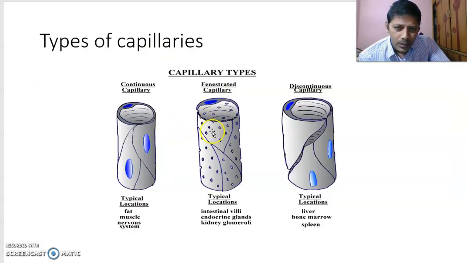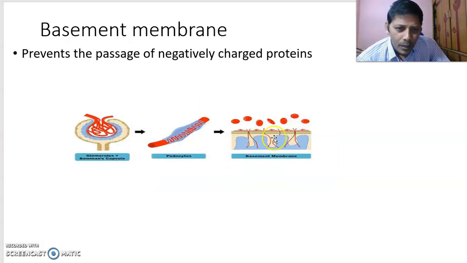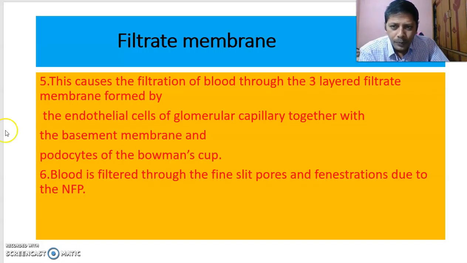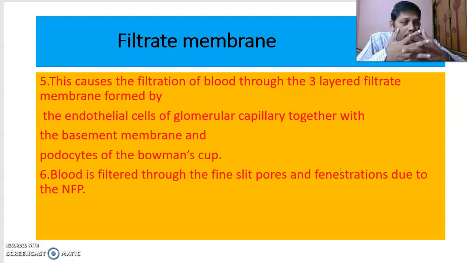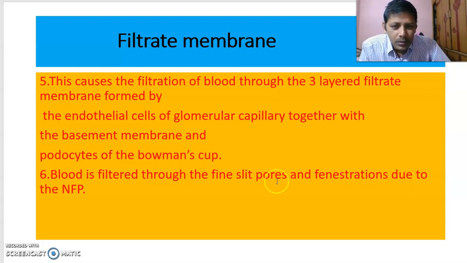These are the fenestrated capillaries, and blood is filtered through these. Here is the basement membrane, and here the podocytes are arranged in a complicated manner. Finally, the blood is filtered and the filtrate comes to the Bowman's capsule. The blood is filtered through the fine slit pores, which are present between the podocytes, and through the fenestrations. Why is blood filtered here? Because of NFP.